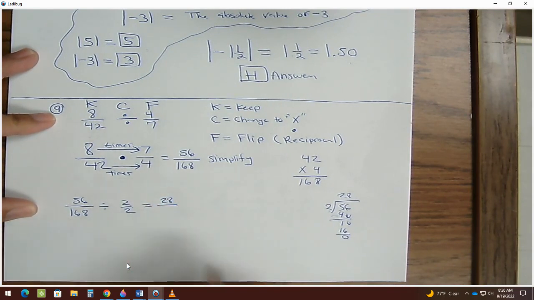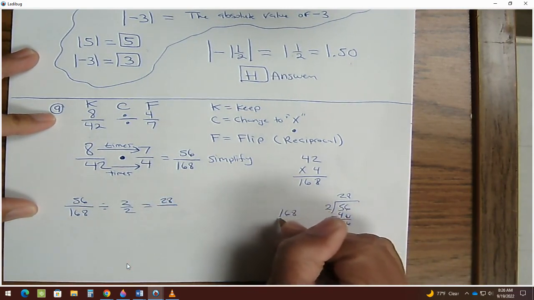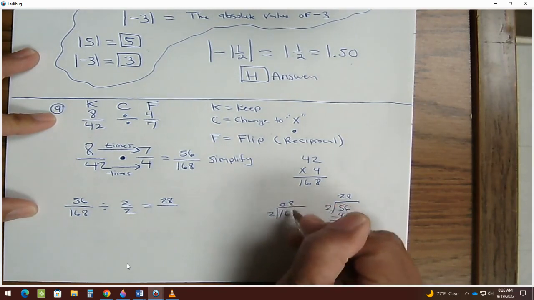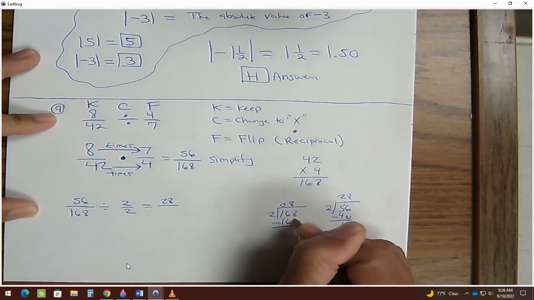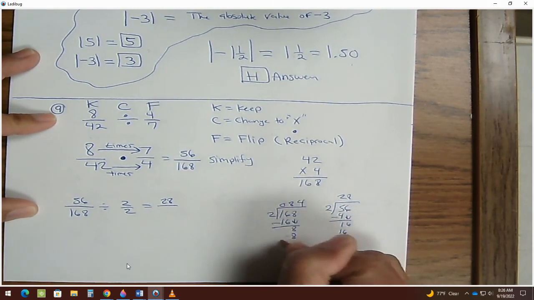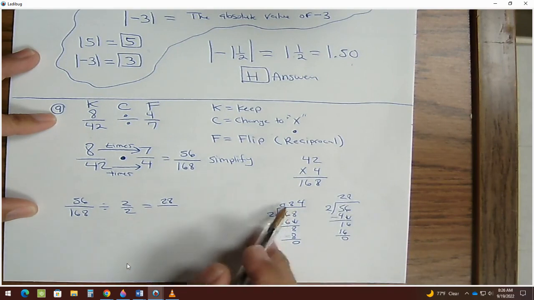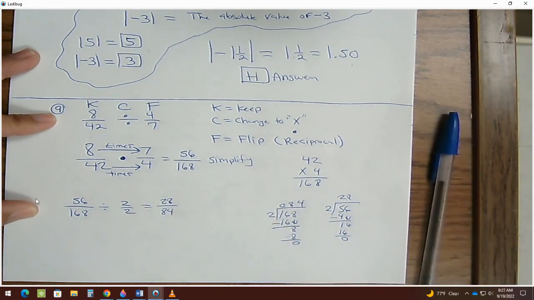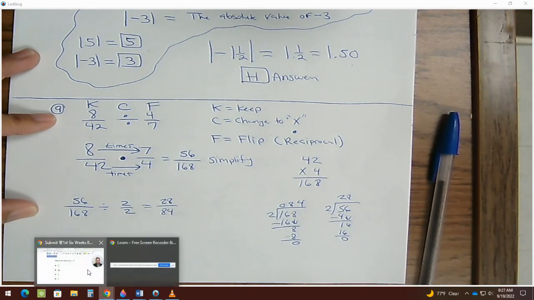168 divided by 2, I go to the side. Not enough. 8. We've been dividing, so I'm hoping that we all know how to divide. I'm going fast now because I'm running out of time. So this is going to be 84. Let me go check if that one is there. So I go and check.